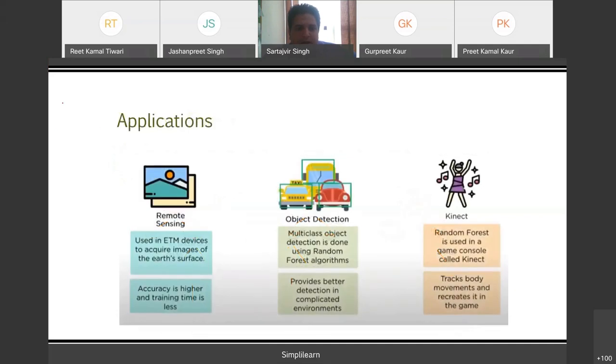What are the main applications of random forest? It can be used in enhanced thematic mapper devices to acquire images of the earth's surface, and it can be used for object detection. Random forest is also used in a game console called Kinect, which has currently been discontinued, but there are still applications.